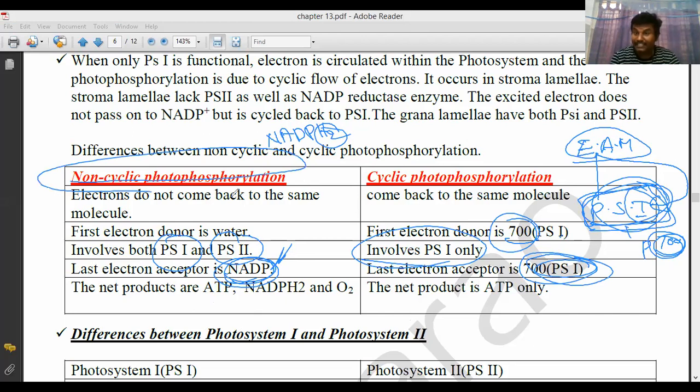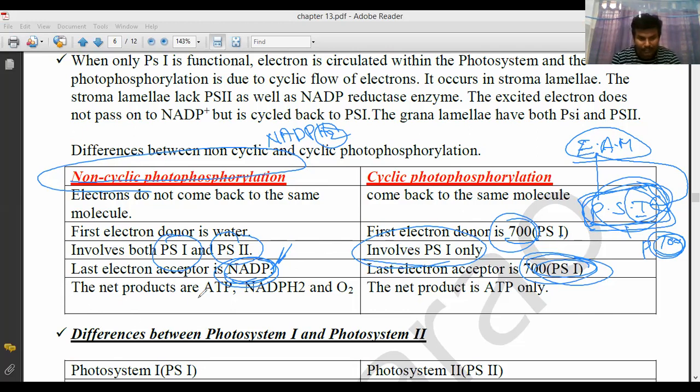Non-cyclic photophosphorylation is nothing but the light reaction. I think there is no need to do a specific flow chart for the light reaction. I said I would make a specific light reaction flow chart video and share it, but specifically now it is not needed. Non-cyclic photophosphorylation is nothing but light reaction. Many times today I have drawn that flow chart.